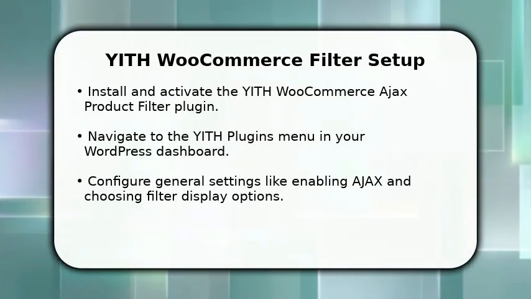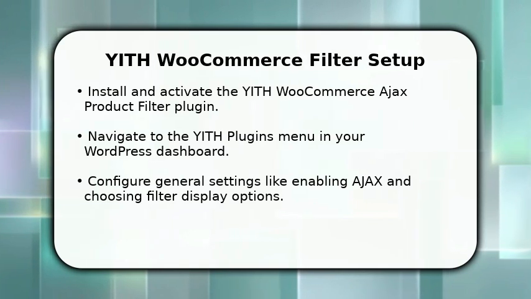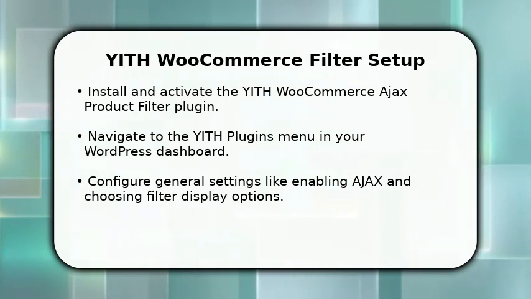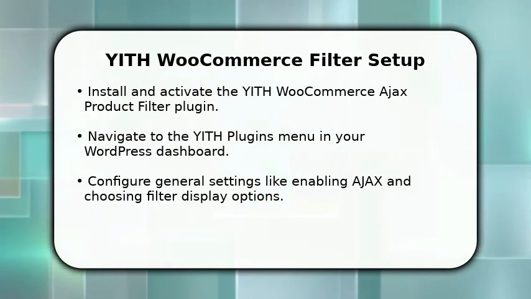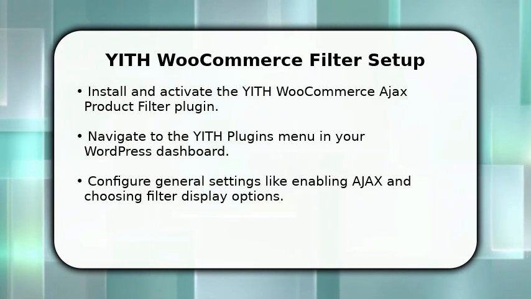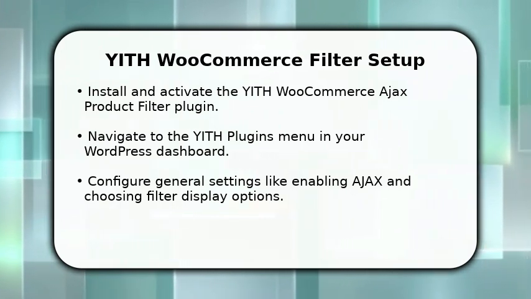In this video, I will explain how to use YITH WooCommerce Ajax product filter. First, ensure you have the plugin installed and activated on your WordPress site. Navigate to the YITH plugins menu in your dashboard, then select Ajax product filter.